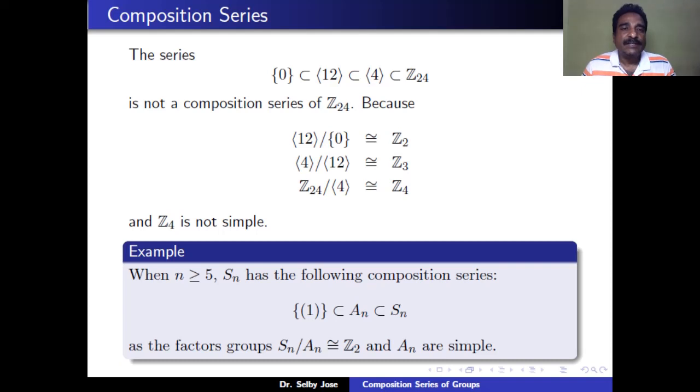So you can see that this one is definitely a subnormal series. In fact, it is a normal series because Z24 is an abelian group. And this is not a composition series because of the composition factor groups. The cyclic subgroup generated by 12 mod 24 contains 2 elements, so it is isomorphic to Z2.